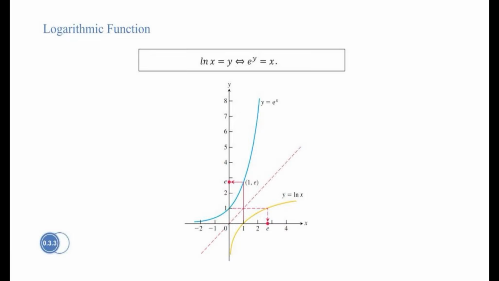Here we have the relationship between e to the power of x and ln x. The natural logarithm, written as ln x, is just a logarithm with base e, so ln x equal to y means the same thing as e to the power of y equal to x. The graph shows that y equal to e to the power of x and y equal to ln x are inverses of each other. That means they are reflections across the line y equal to x. So when we see ln x, we should think what exponent on e gives me x.